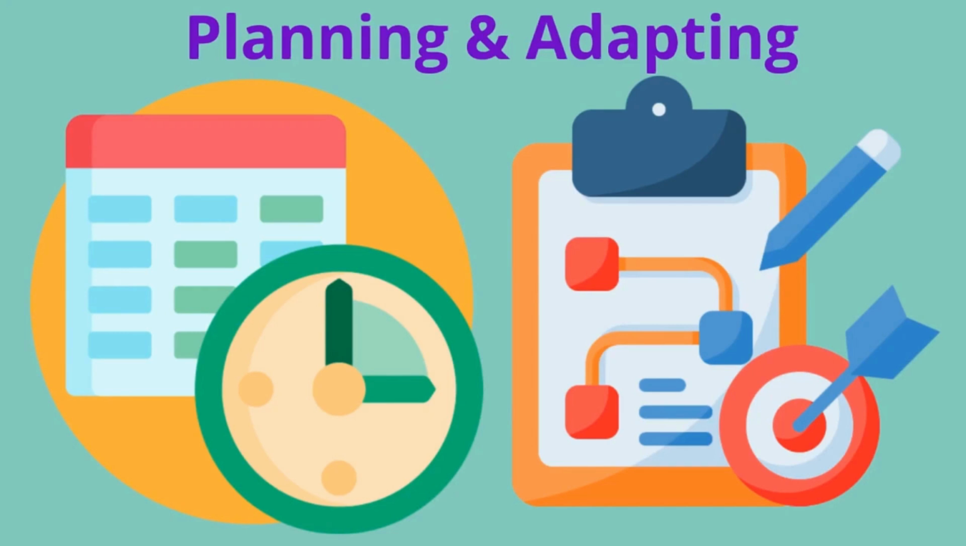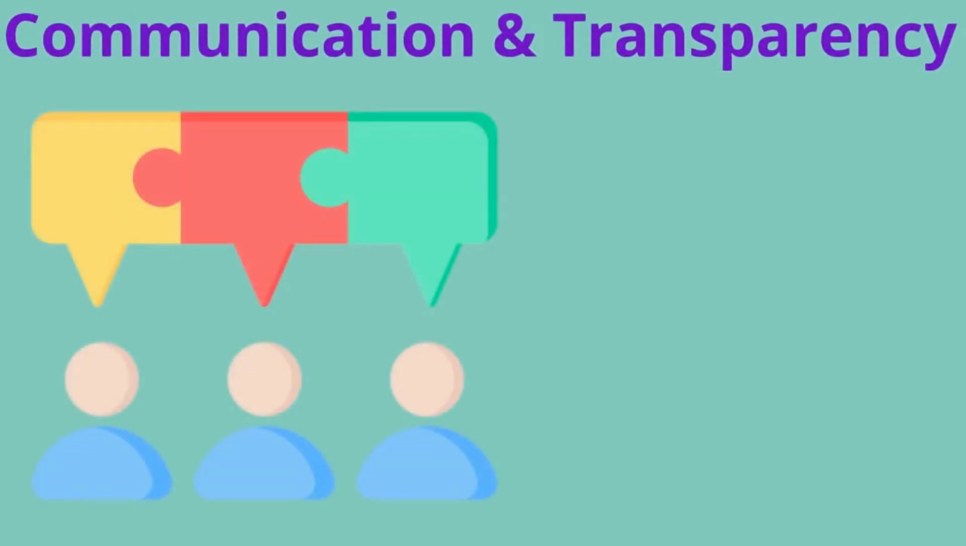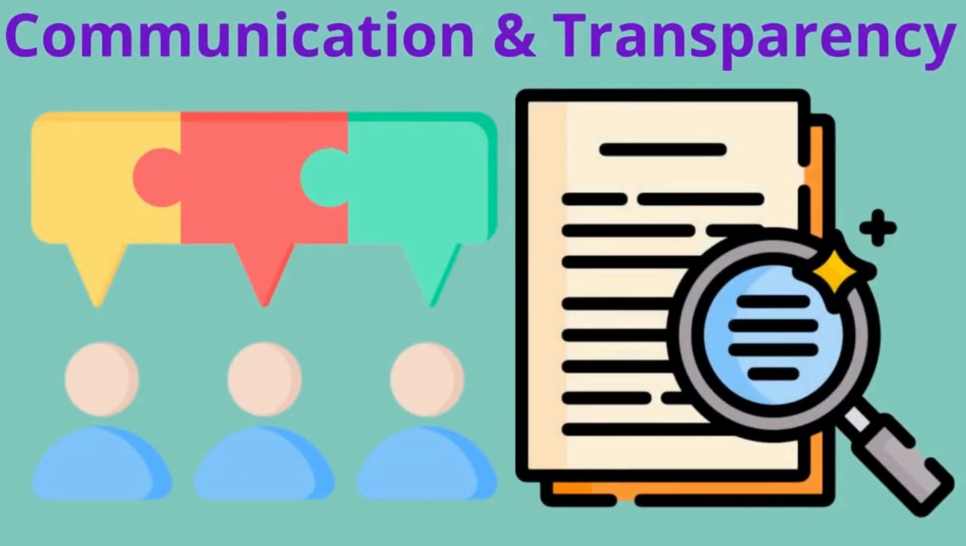Their ability to respond quickly to market shifts and changing customers' needs is a result of this. Number 5, communication and transparency. It is important for Agile teams to communicate frequently and openly. Meetings are held to discuss progress, challenges, and upcoming tasks. Transparent communication helps team members stay aligned and address any issues.